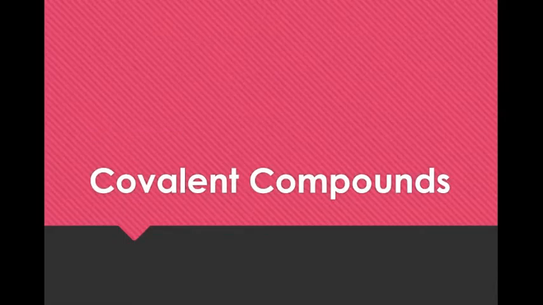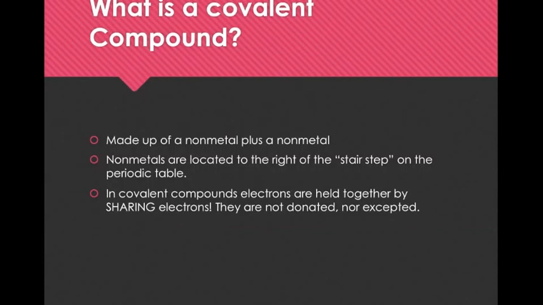We're going to be talking about covalent compounds. Covalent compounds are molecules made up of a nonmetal plus a nonmetal, and nonmetals are located to the right of the stairstep on the periodic table. These molecules are held together by the sharing of their electrons. They are not donated nor accepted like ionic compounds.